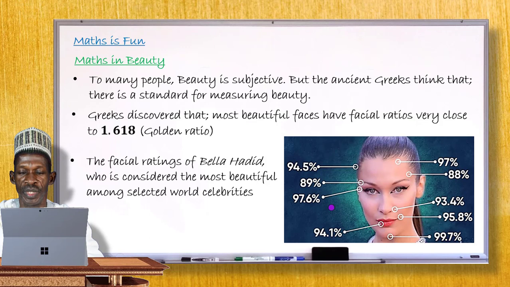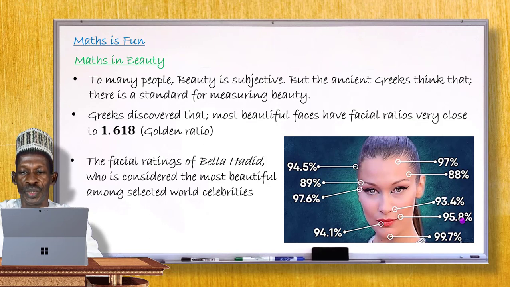These are the ratings of her face. All these percentages that you can see here are computed after measuring some of these facial ratios. And they discovered that these are the percentages. The percentages simply show how close those ratios are to this value 1.618. Let's take an example: 97% close to 1.618 is her forehead. 88% close to 1.618 is the eyebrow. Look at it. This is 93.4% close to 1.618. It is the ratio of the nose.